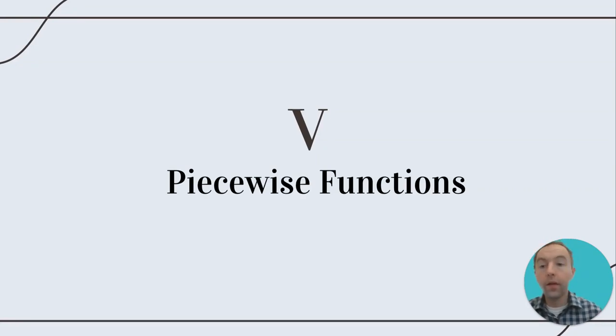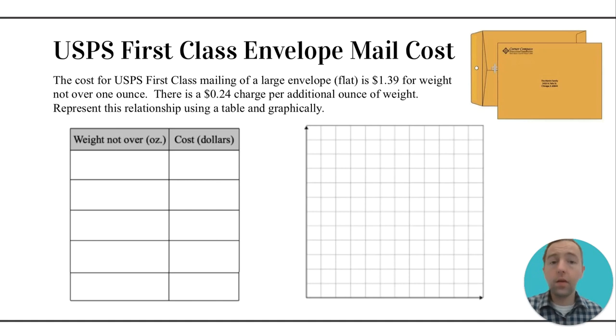Here we want to look at the graphs and equations and values of functions related to piecewise functions. So we're going to look at a contextual example to begin with right here. Just very recently, as of January 2024, the cost of being able to mail a flat through the United States Postal Service was $1.39, but that's for a weight that's not over 1 ounce.